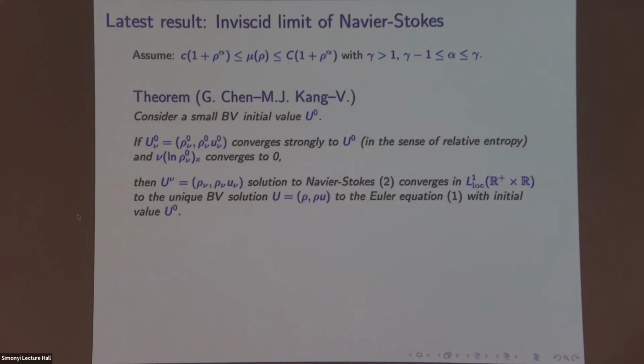So this is the result I want to advertise today. For technical reasons, I need to introduce this mu. You remember it was the viscosity function, and for technical reasons, we need it to be bounded below, at least bigger than rho to the alpha for some coefficient, right? So for my defense, I can say we can take gamma equal 2 and alpha equal 1.